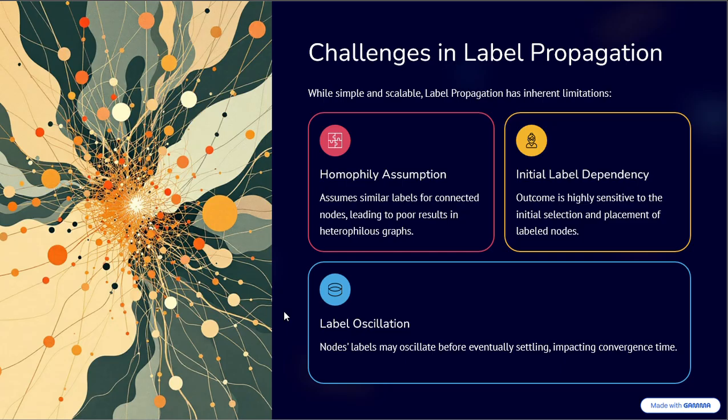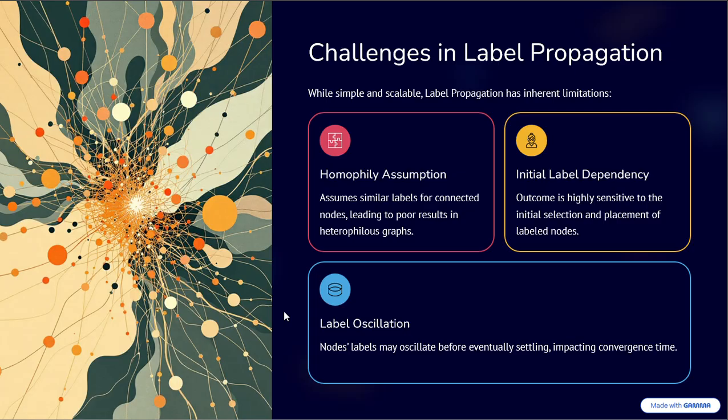Next is about challenges in label propagation. We are going to see what challenges we face in label propagation. The first problem is that it assumes connected nodes are similar. That is called the homophily assumption. But in many graphs, the neighbors can be completely different, and then it doesn't work well.